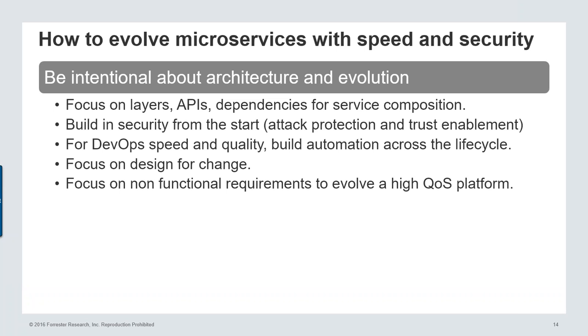Architects cannot just say, here's what you should be running in production. They have to architect for the full life cycle, the full DevOps tool chains, and how things are going to actually be built and configured to get into production, not just what's in production. All this is about design for change, to understand how you can do API design better, and focus on non-functional requirements to evolve a high quality of service platform.